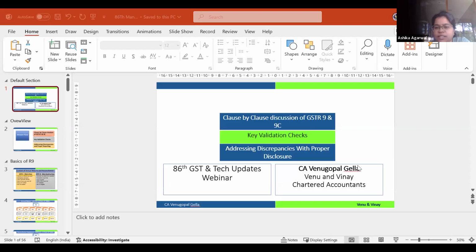It's a continuation of this session. Last session we learned about the workings that need to be done. Today we will be learning about how GSTR-9 and 9C are to be filled.